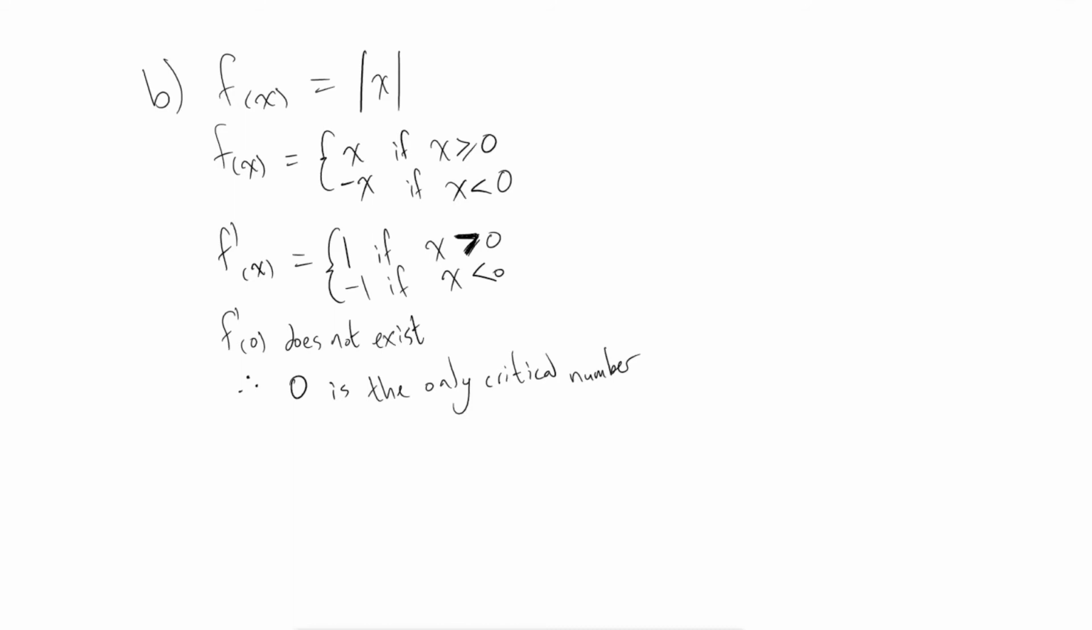So it approaches from both sides, but never actually hits it. Zero is not a critical number because 0 does not exist.